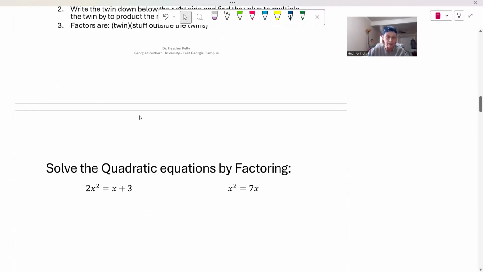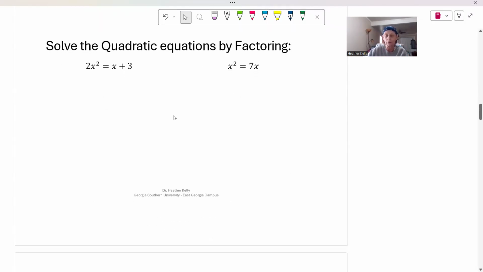So let's go ahead and take a look at our first example here. Okay, so we have 2x squared equals x plus 3. All right, so the first thing first, we don't have any parentheses, we don't have any fractions, but we do need to set this equation in descending order, set equal to 0. So we're going to say 2x squared minus x minus 3 equals 0, and this is in that form that we need.